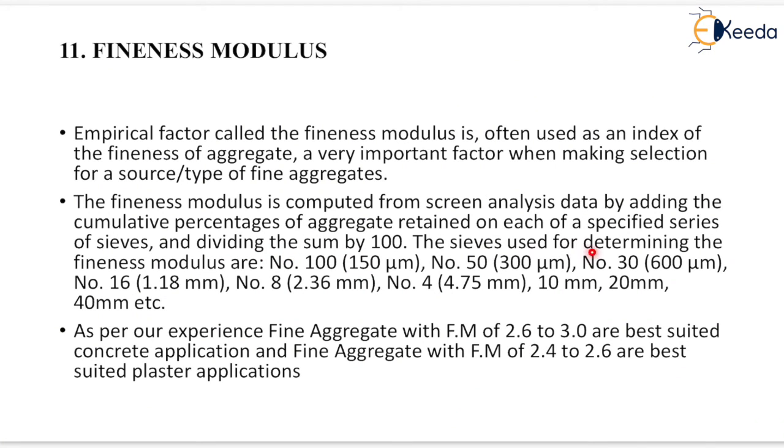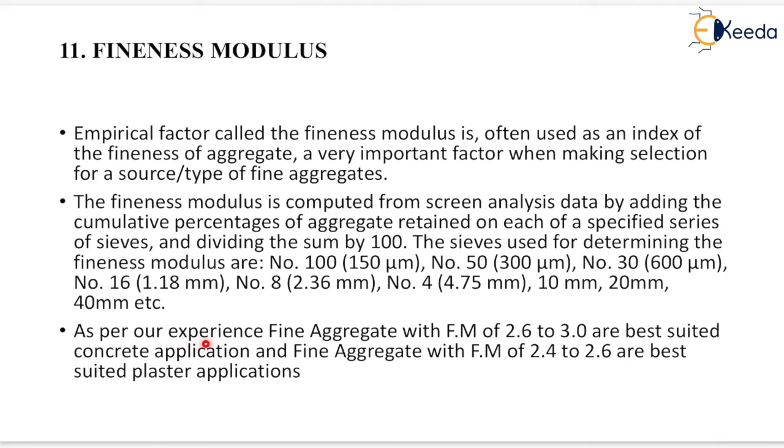The sieves used for determining the fineness modulus are sieve number 100, that is 150 micrometer, sieve number 50, that is 300 micrometer, sieve number 30, that is 600 micrometer, sieve number 16, that is 1.18 mm, sieve number 8, that is 2.36 mm, sieve number 4, that is 4.75 mm, and 10 mm, 20 mm, 40 mm, etc.